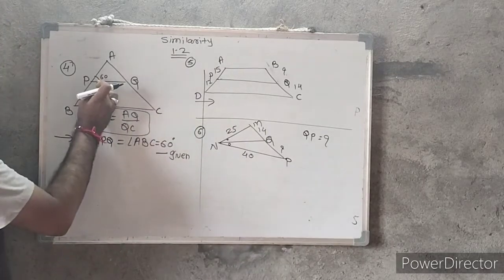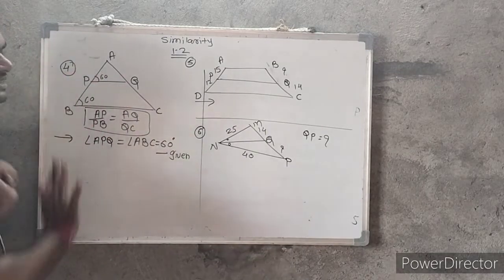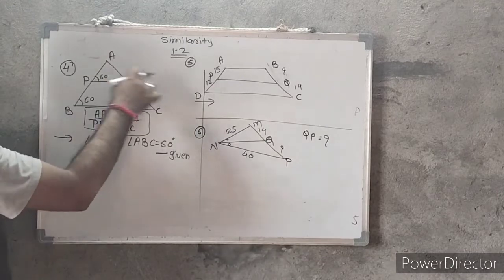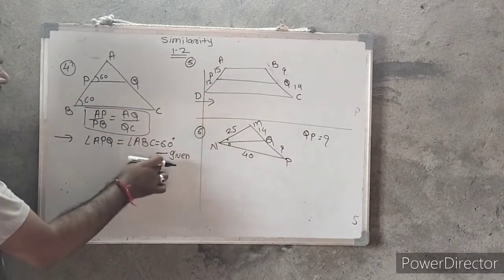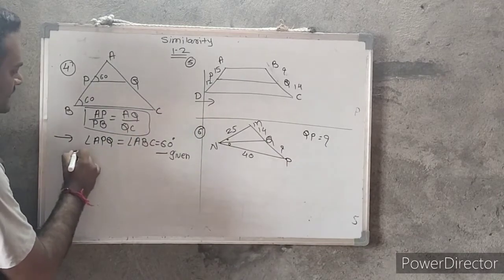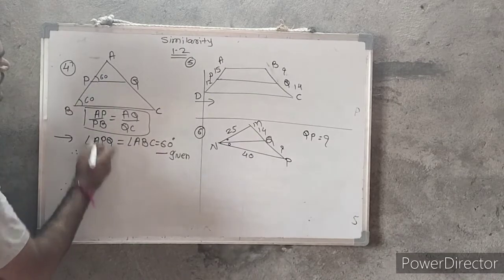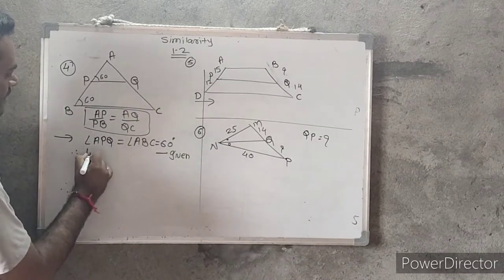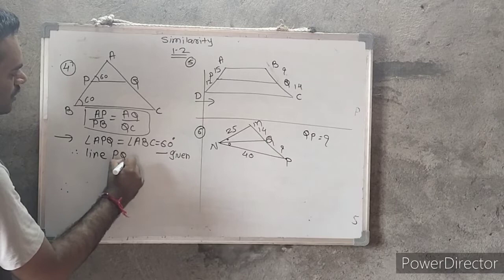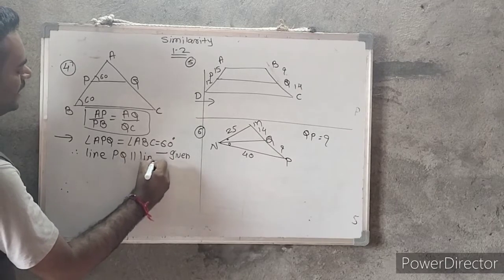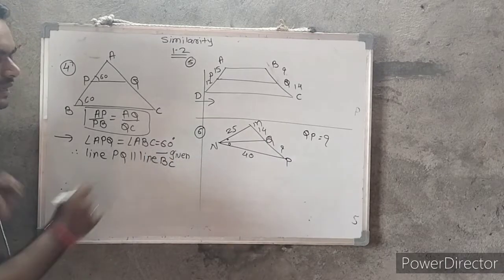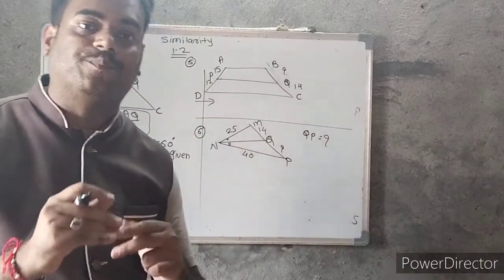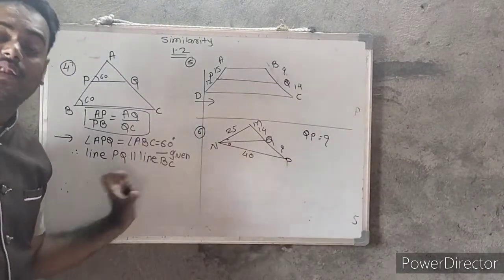First of all, they gave that these two angles are 60 degrees. So angle APQ and angle ABC are 60 degrees, given. As they are corresponding angles and equal, line PQ is parallel to line BC. So we proved one part, that the two lines are parallel to each other.